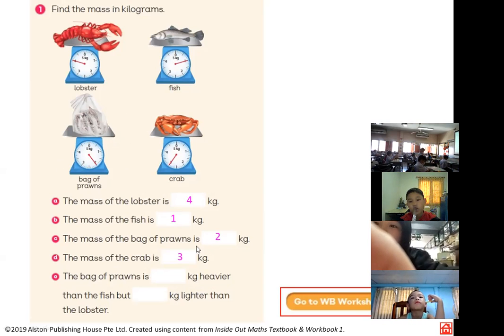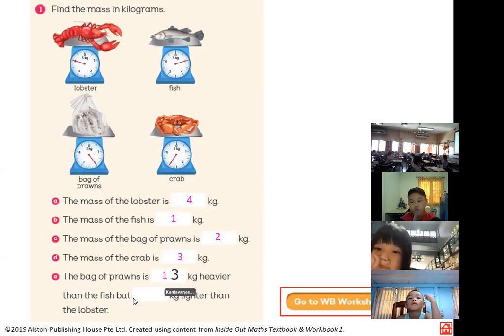So what do you do? 1 kg heavier than the fish, but 2 kgs lighter than the lobster. So how many kgs is the prawns? Prawns is 2, and lobster is? So what do we do? Lighter than the lobster. So remember, we minus the 2. Yeah. 2. There we go.